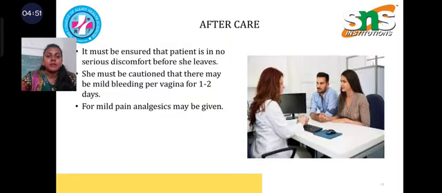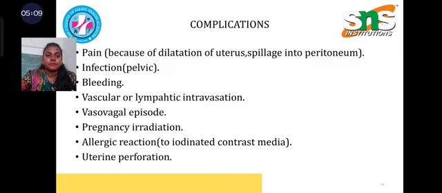Aftercare: it must be ensured that the patient is in no serious discomfort before she leaves. She must be cautioned that there may be mild bleeding per vagina for 1 to 2 days. For mild pain, analgesics may be given.